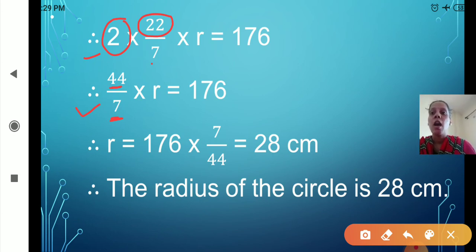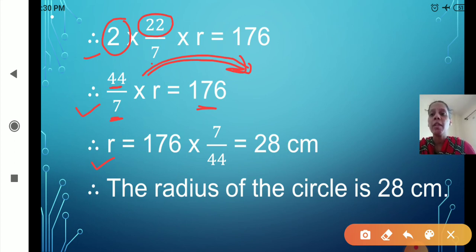Now the next step is, this 44 upon 7 will go to the right hand side. So it becomes 7 upon 44, as we have studied in the previous question. 22 upon 7, when it goes to the right hand side, becomes 7 upon 22. Same, 44 upon 7, when it goes to the right hand side, becomes 7 upon 44. The numerator goes into the denominator and the denominator comes into the numerator. So the next step, r is equal to 176 multiplied by 7 upon 44.